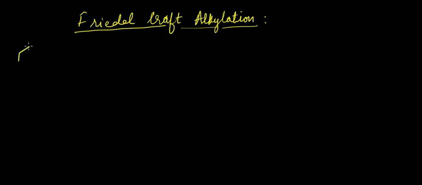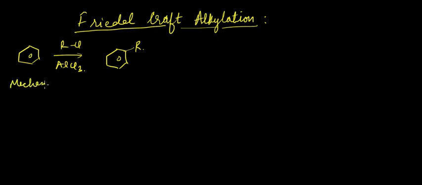So let's suppose we have a benzene ring and we treat it in the presence of RCl and AlCl3. So we'll get something like this as our product. Okay. And let us discuss the mechanism behind this reaction.